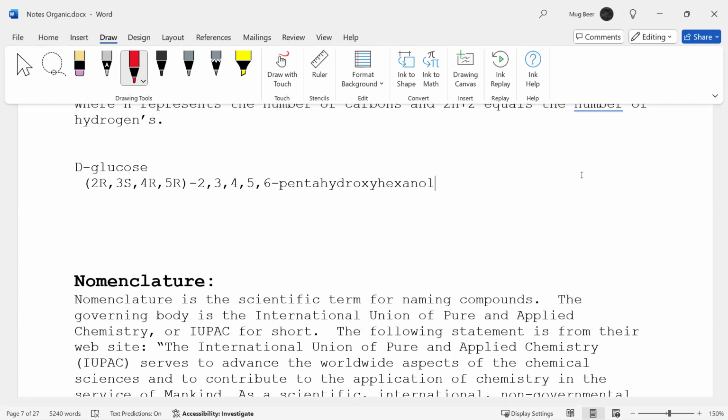So what you're going to find out, so what is that part right there? HEX. 6. So I'm talking about a 6 carbon structure. So right off the bat, this huge complicated thing, I've only got 6 carbons here. What's the AN mean? We're talking about it right now.